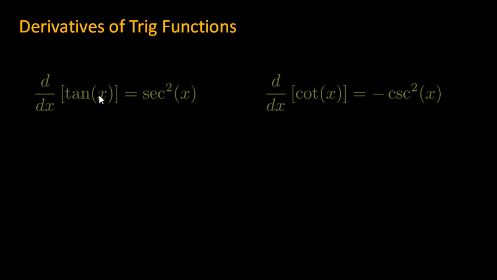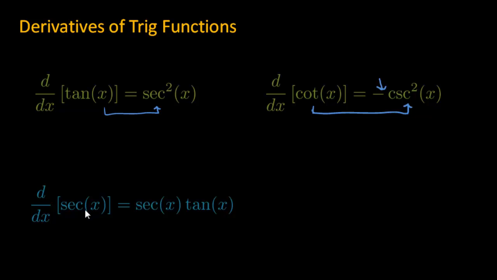Now notice that there is a pattern here. Tangent goes to secant squared. Cotangent goes to cosecant squared. But there's also this minus sign here. So just remember that there is actually a pattern. Tangent to secant, cotangent to cosecant.